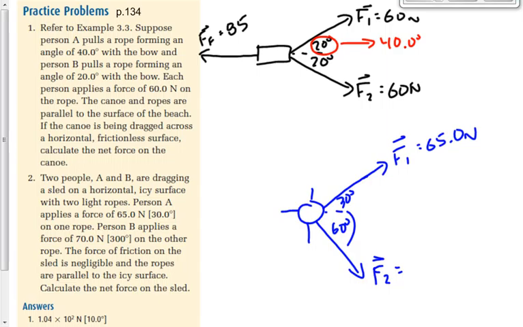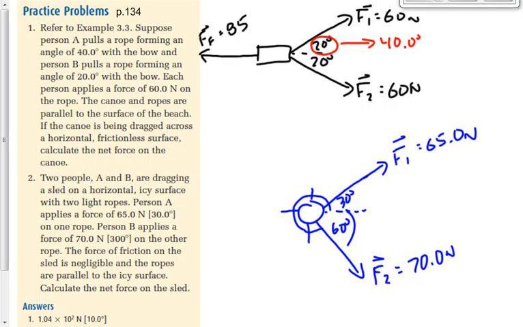Okay. Just drawing out the diagram for question number 2. Our angle here for the second force is going to be 60 degrees below the x-axis because this is 90, this is 180, this is 270. This gives me 300 degrees. That force is 70.0 newtons. We can say at 300 degrees, or you can say at 60 degrees, kind of below the horizontal axis.